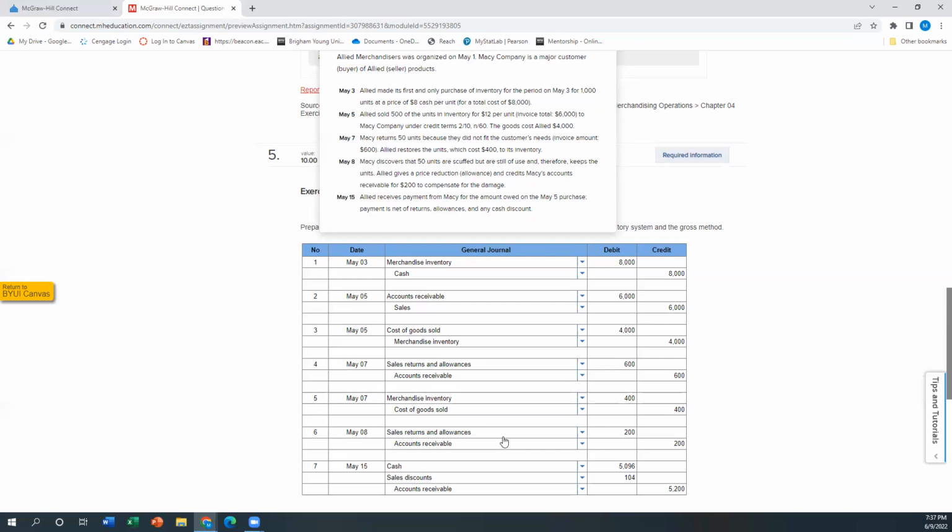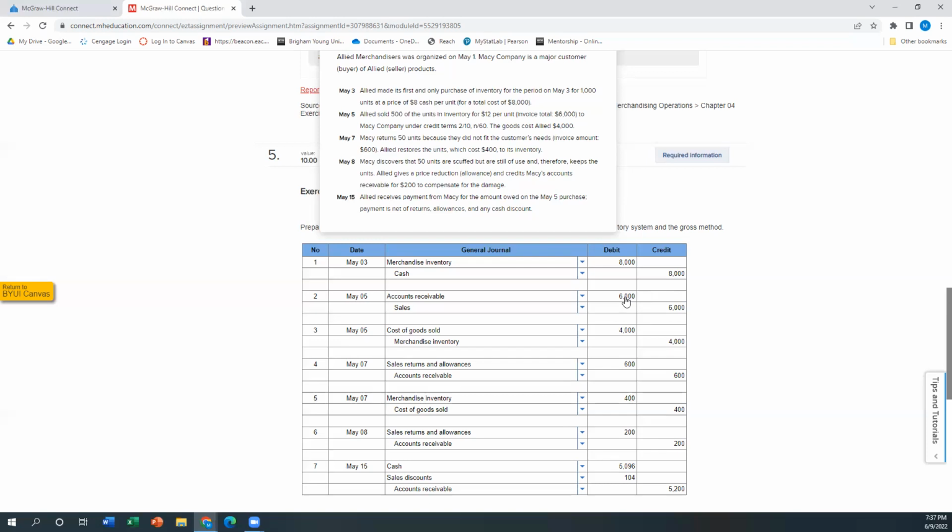And so though it acts a lot like an expense, it's a little bit different, even though it has much of the same properties. Finally, on May 15th, Allied receives payment from Macy for the amount owed for the May 5th purchase. So this is the toughest one, right? Because we have to figure out how much they owe us at this point. And so what I would do is I would just work the accounts receivable.